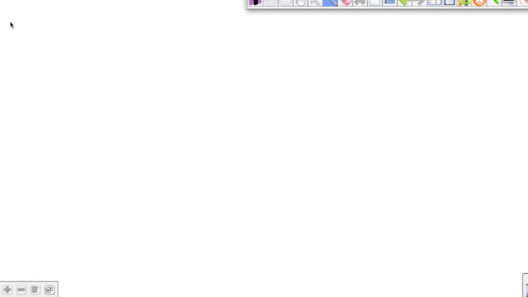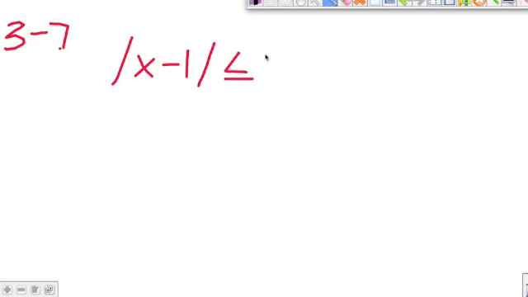Right, so this lesson is 3-7. We're solving absolute value inequalities. All right, so let's talk about that. We are given an equation like this, which reads the absolute value of x minus 1 is less than or equal to 2.